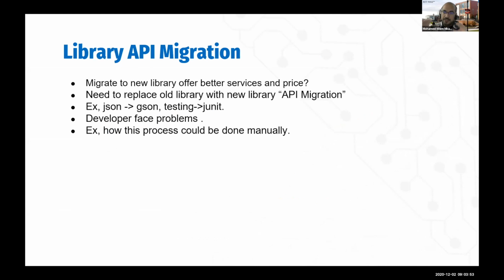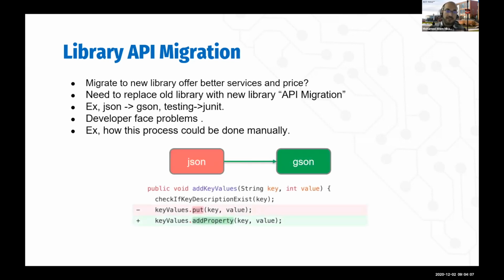So our goal here is to migrate from an old library to a new library which may have better service, etc. For instance, we want to move from, again, JSON to GSON, TestNG to JUnit, right? So we want to go from, for instance, JSON to GSON, which are two different libraries. And to do that, we have to be able to tell developers, if you are using the put method, let me try to highlight it here, if you are using this put method from the JSON, you have to replace it with this addProperty from GSON. So now this is becoming our solution.